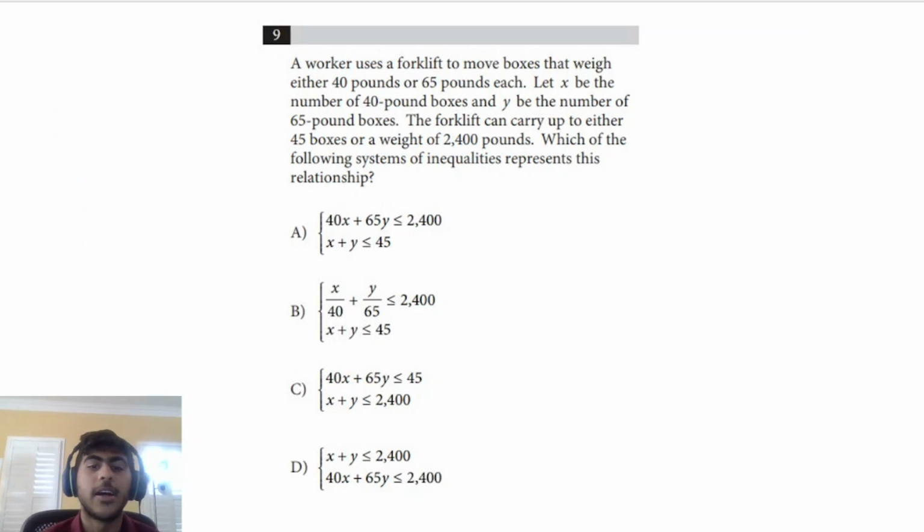We're told that a worker uses a forklift to move boxes that weigh either 40 pounds or 65 pounds. And we're told that X is the number of 40-pound boxes, and Y is the number of 65-pound boxes. The forklift can carry up to either 45 boxes or a weight of 2,400 pounds. And we're asked to find a system of inequalities that represents this relationship.